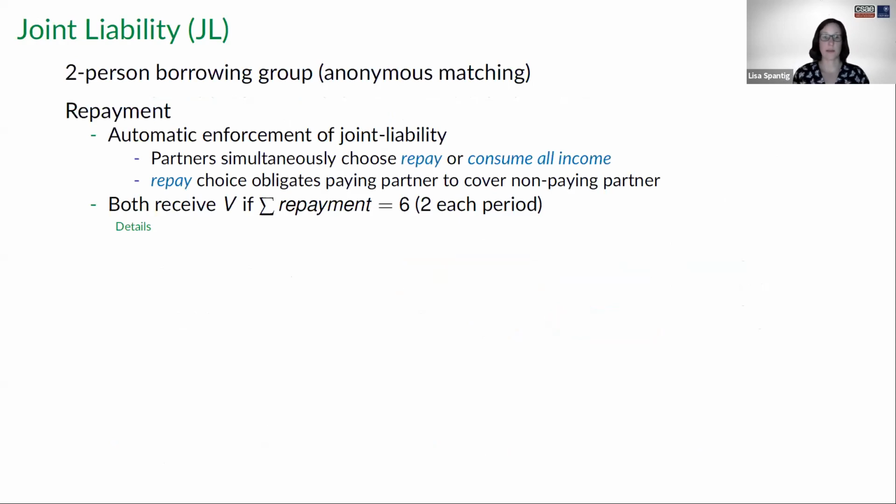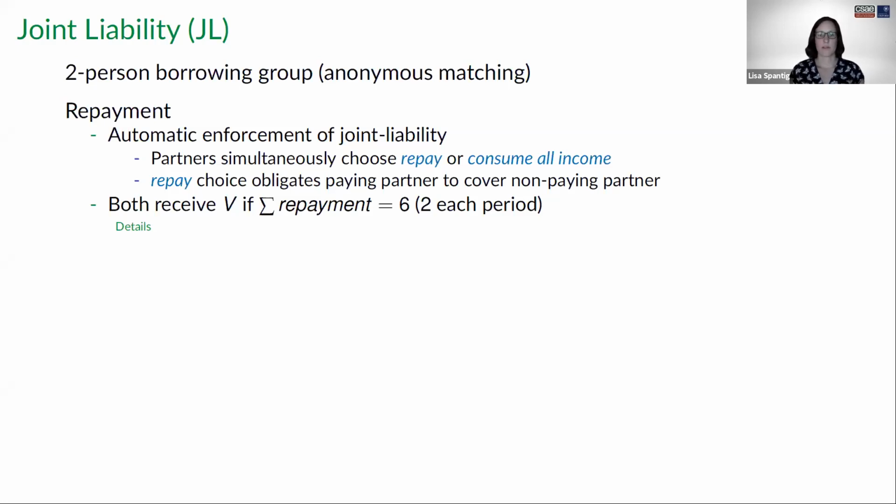Then we have the joint liability treatment, where we simplify the setting to a two-person borrowing group, and people are anonymously matched, but in a session together with their borrowing peers. So they don't know whom exactly they're matching with, but they know that it's someone from their borrower center. And repayment works as follows.